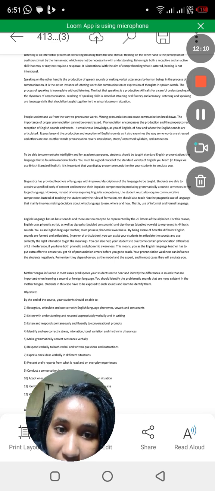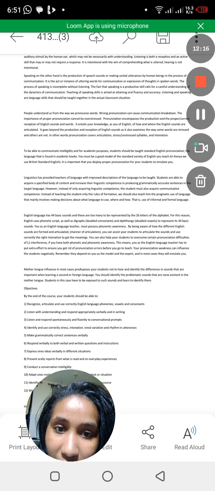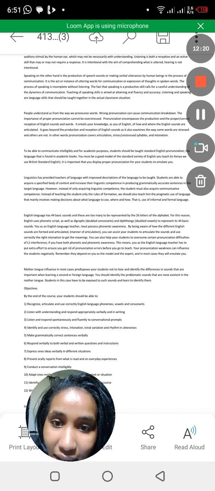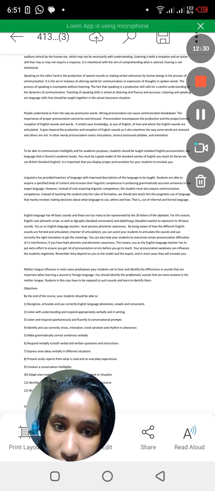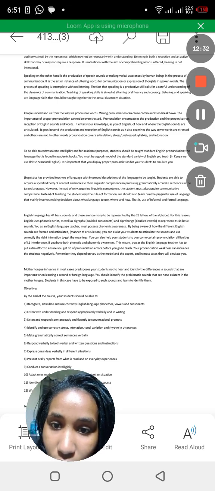Mother tongue influence in most cases predisposes your student not to hear and identify the difference in sounds that are important when learning a second or foreign language. You should identify the problematic sounds that are non-existent in the mother tongue. Students in this case have to be exposed to such sounds and identify them.